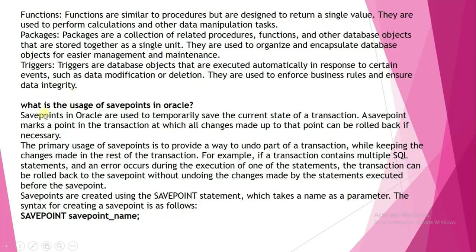The next question is, what is the usage of savepoints in Oracle? Savepoints in Oracle are used to temporarily save the current state of a transaction. A savepoint marks a point in the transaction at which all changes made up to that point can be rolled back if necessary. The primary usage of savepoints is to provide a way to undo part of a transaction while keeping the changes made in the rest of the transaction.